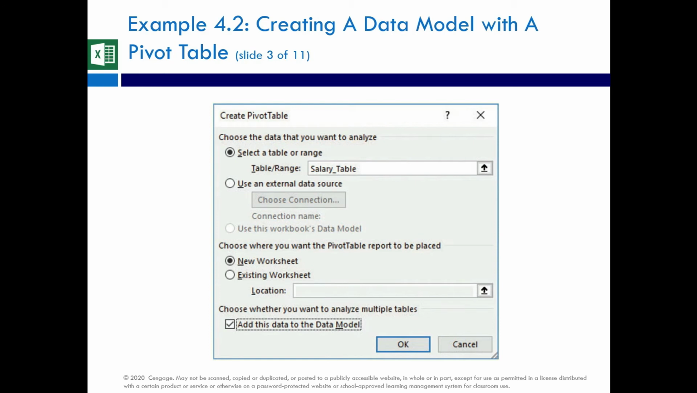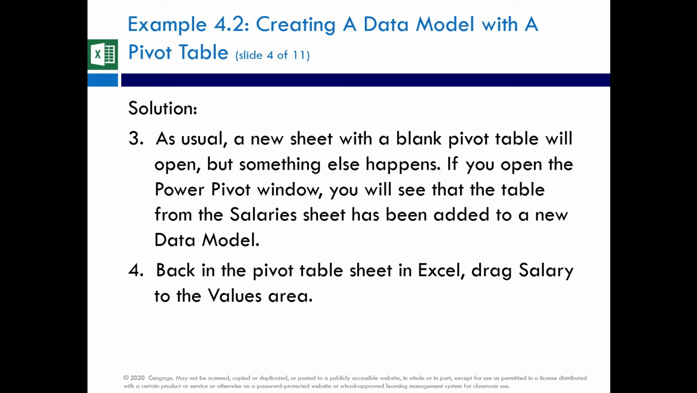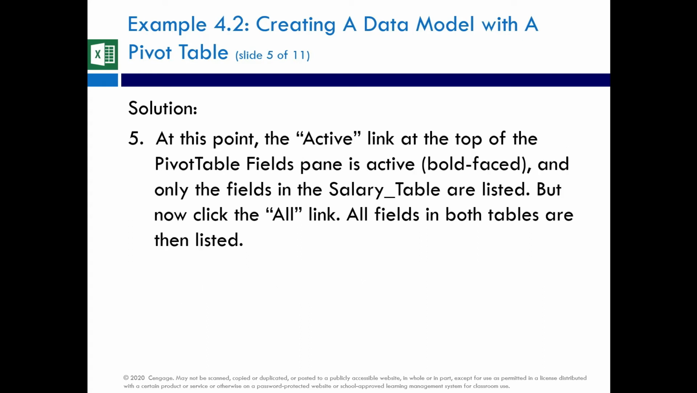Creating a pivot table, select your table and where you want it to be. Solution: as usual, a new sheet with the blank pivot table will open, but sometimes something else happens. If you open the Power Pivot window, you'll see that the table from the salary sheet has been added to a new data model. Back in the pivot table sheet in Excel, drag salary to values in this area. At this point, the Active link at the top of the pivot table fields pane is boldface, and only the fields in the salary table are listed. But now click the All link, and both tables are listed.